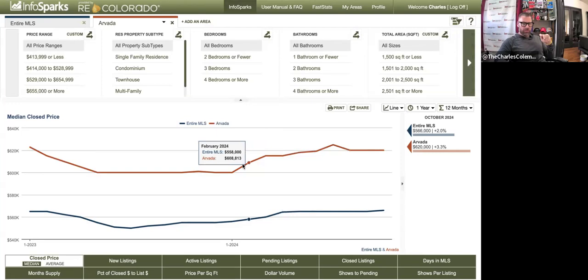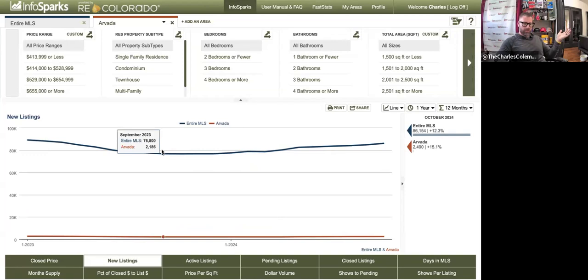So we can actually go through here. We can actually compare what is happening in Arvada specifically versus the rest of the MLS. We can go through and say, you know what? I'm really curious about just new listings. All right. So here we go. We got new listings, Arvada versus the MLS.